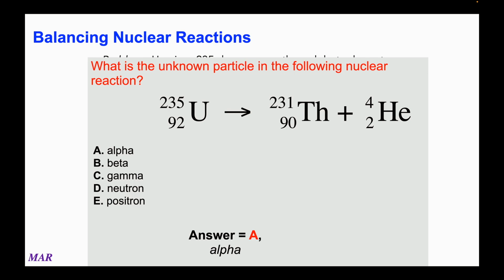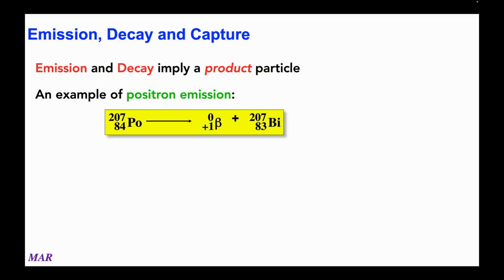Helium-4 is a product. It does help to know what helium is versus beta, stuff like that. So keep that in mind. If you hear about a reaction that undergoes emission or decay, whatever is being emitted or whatever the decay is, it implies a product particle. As an example of that, here's a reaction with a positron emission. So again, look for emission and decays. This is a positron emission, so that means a positron, that 0 plus 1 beta, is going to be a product. So emission and decay, whatever is being emitted or decaying, it's going to be a product.